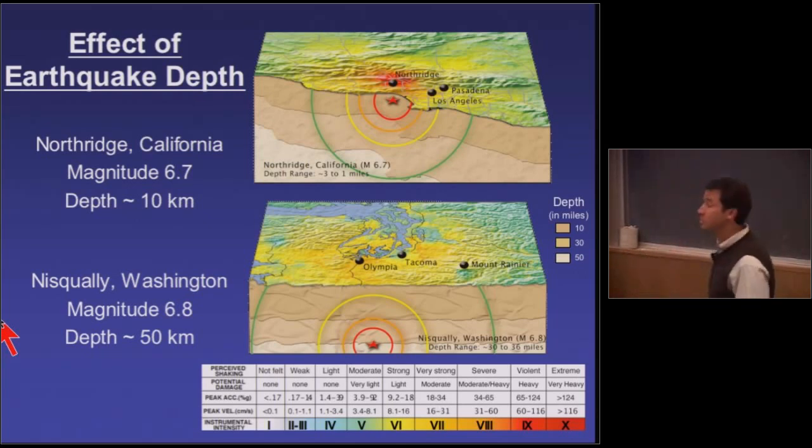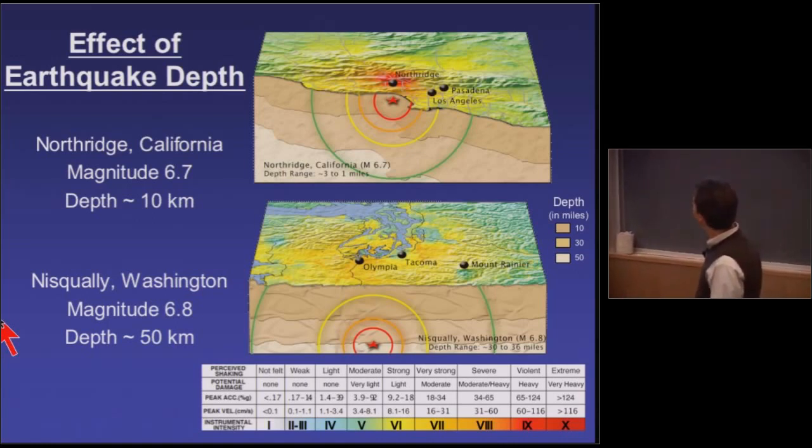The losses from the Northridge earthquake were over $40 billion. The losses from the smaller earthquake were several hundred million. So a huge difference in the ultimate effects, and it's just the depth of the earthquake in this case.